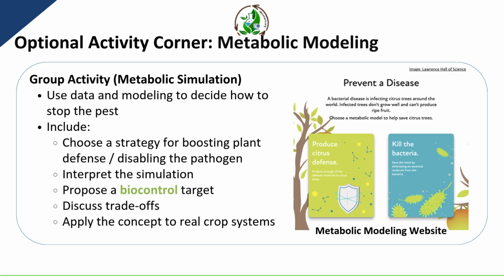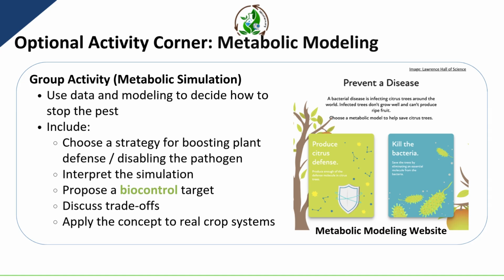Now we'll move into a deeper, group-based challenge using metabolic simulations. In your groups, your goal is to identify the most effective way to stop a pest while keeping the plant healthy. You will be using web-based digital cell puzzles developed by the Lawrence Hall of Science at UC Berkeley for this activity. First, choose a strategy. This could involve boosting the plant's own defenses, targeting the pathogen directly, or a combination of both.